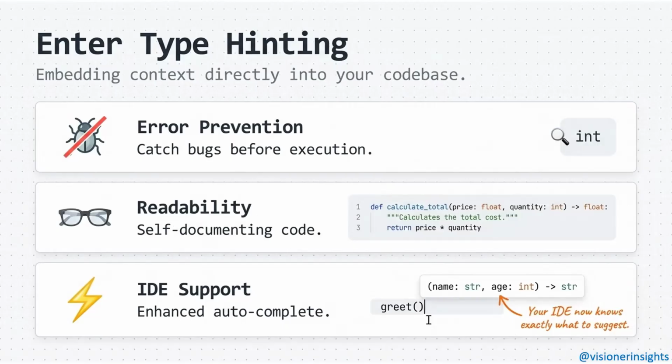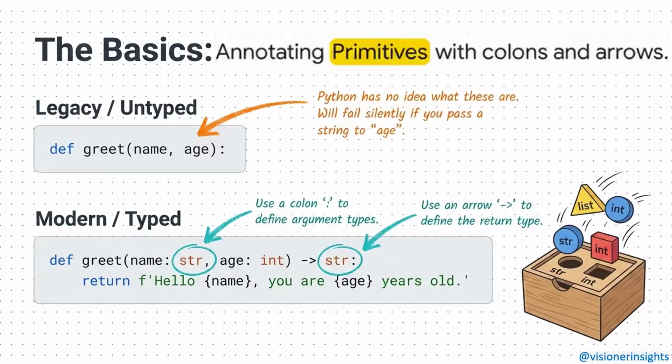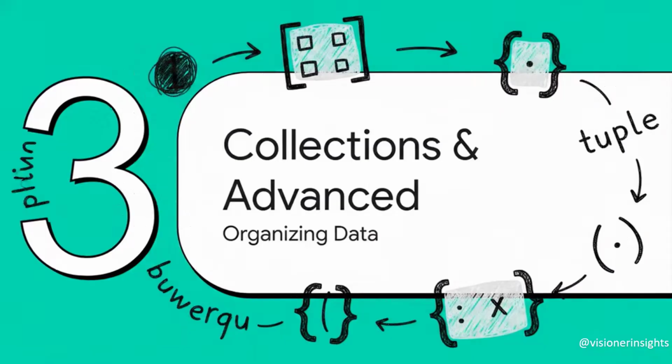So, how does this actually look at a basic level? It's surprisingly simple. By just adding a colon after your function arguments, like saying a certain variable is an integer, and adding a little arrow to show the return type is a string, we instantly build a strict shape sorter box. You're clearly defining expectations right on the surface. No more guessing.